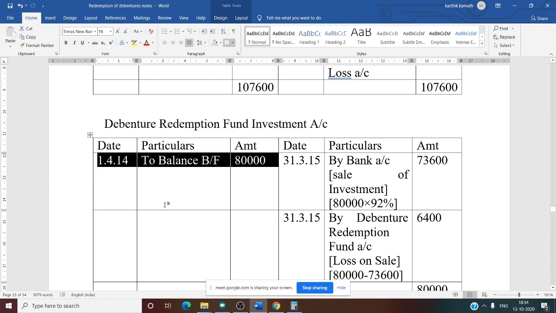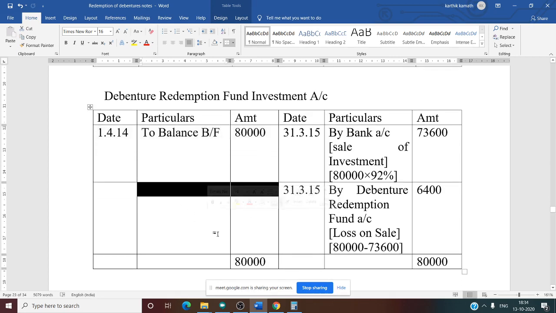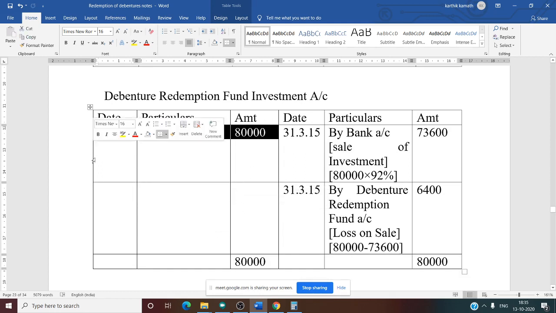We know that is why, on the debit side at the beginning of the year, 1/4/2014, to balance brought forward is 80,000. Yes, that we have written. That is given in the question itself. Opening balance. And all amounts we need to write on the credit side. Before that, there is no interest. Why is there no interest? Because this is last year. Last year investments are sold. That is why no interest. So on the debit side, no other information. Directly go for the credit side.